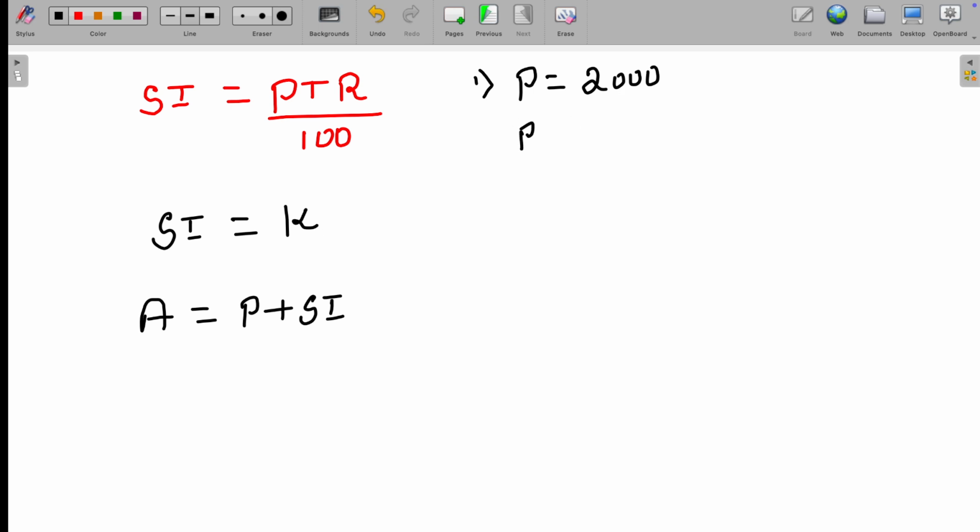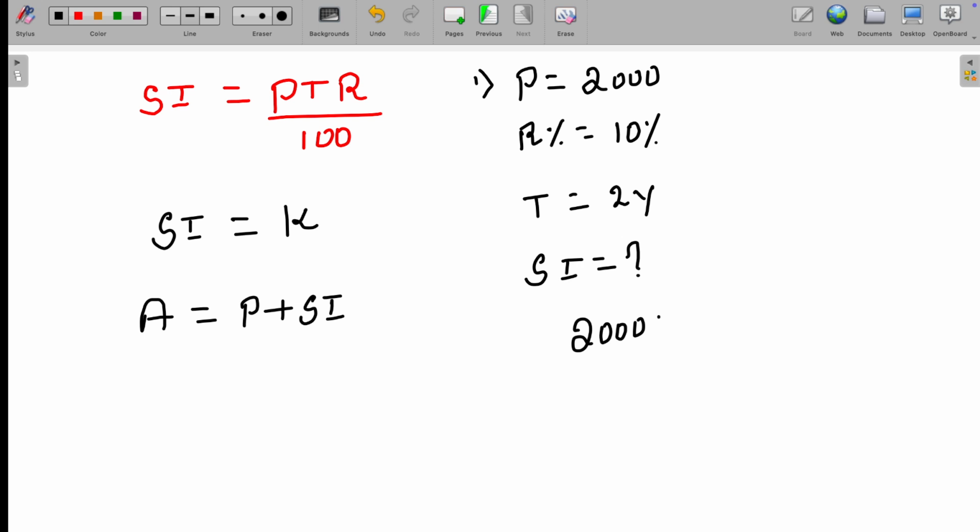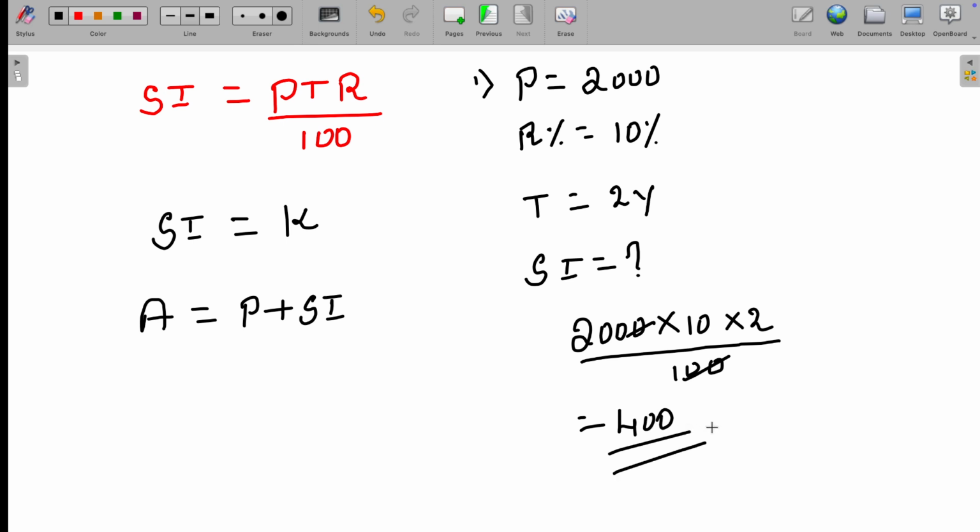Rate of interest, they will give, for example 10% per annum. Time they will give, for example 2 years or 3 years, whatever. They will ask SI. If you apply the formula, 2000 is the principal, rate of interest is 10%, time is 2 years, divided by 100. If I solve that equation, the 20s get cancelled, 20 into 10 into 2, the answer will be 400. That is called interest. Clear?